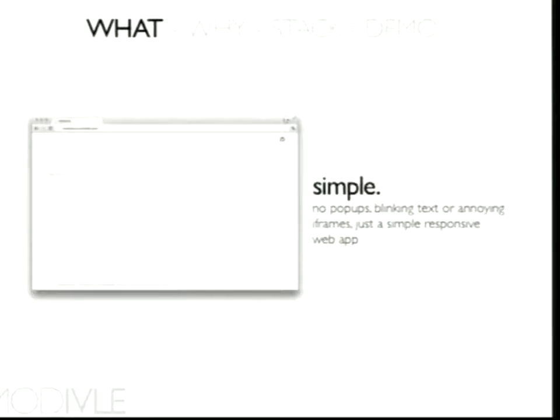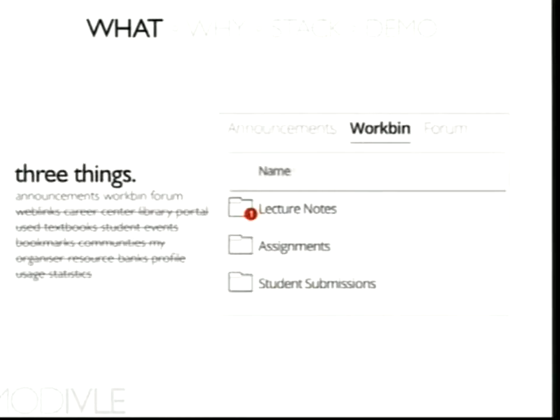MODIVLE is basically everything you expect of a modern web application, nothing more. The second thing you'll notice about MODIVLE is that it has just 3 features. The actual IVLE has tons of features, perhaps 50. But MODIVLE has just 3, namely announcements, workbin, and forum. For most students, these 3 features are the most used ones, perhaps even the only used ones of IVLE. So in keeping with simplicity, MODIVLE just ships with 3 features.